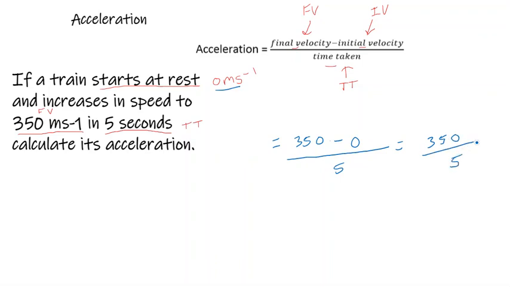Dividing those by each other, it's equal to 70. What's important as well is that you put in the correct units. So its acceleration is 70 meters per second minus 2. Okay, so that's what its acceleration is.